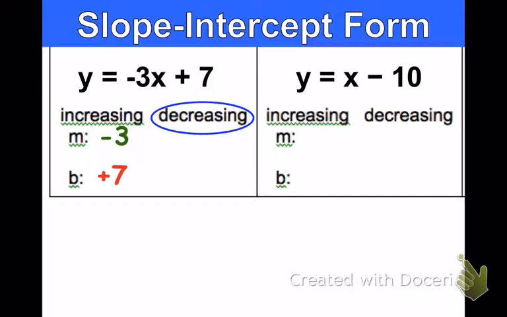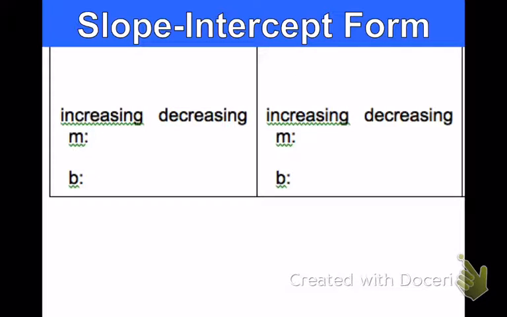Let's go ahead and try another one. In this case, my slope is a number next to the variable x, but I don't see a number, so therefore it's positive 1, which means my line is increasing. My slope is 1, and my y-intercept is -10. Go ahead and try the next two on your own. I'll give you guys a few seconds before I go ahead and start animating the answers in.